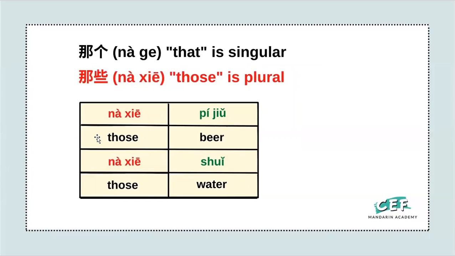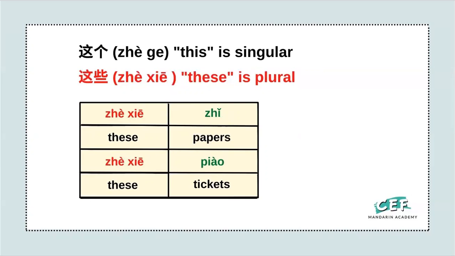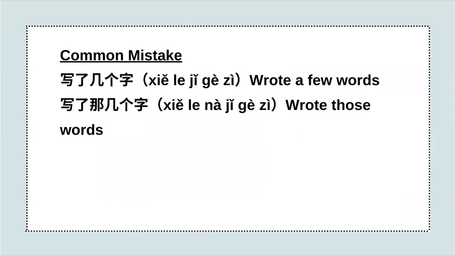So 那些, you refer to those. 那些啤酒 and 那些水，那些啤酒 and 那些水. Okay, so remember the concept. When we talk about plural, we just say 些, no need to use the measure word, like 张 the measure word for paper. Okay, so common mistake.